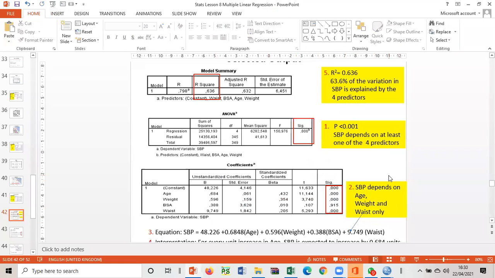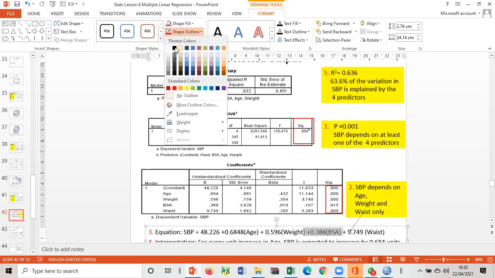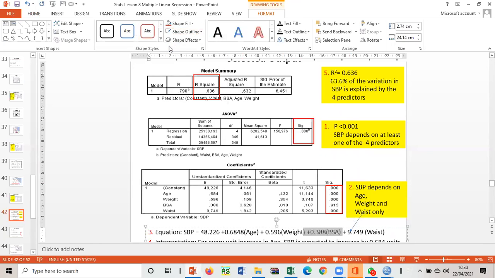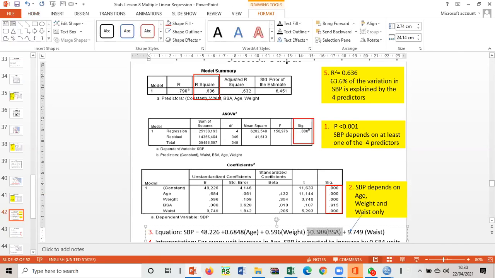Since it does not depend on BSA, why do we consider it in the equation? Still, whatever comes in this table, you write. Later we'll see how to get rid of the BSA. You can't simply drop BSA here. Since not significant, you can't simply drop it; a lot of changes take place. Don't do this yet. Yes, Prof. Explain as it is first.